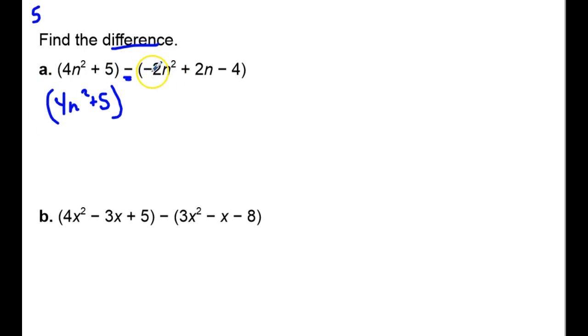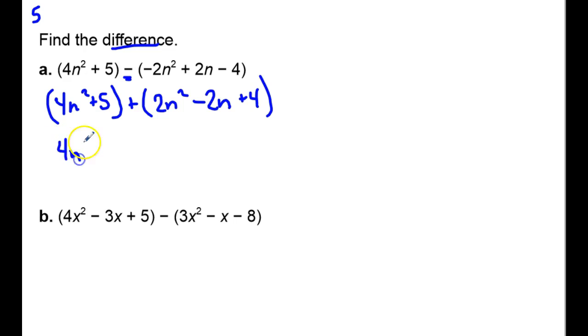So I have a negative times a negative 2n, right? This now becomes positive, 2n squared. Negative times a positive 2n, and a negative times a negative 4. So I've changed the sign on every single term in my second polynomial. Now that I have this addition in between, now I can combine terms, or I can go back and line them up in columns if that's how I prefer, and add them together.